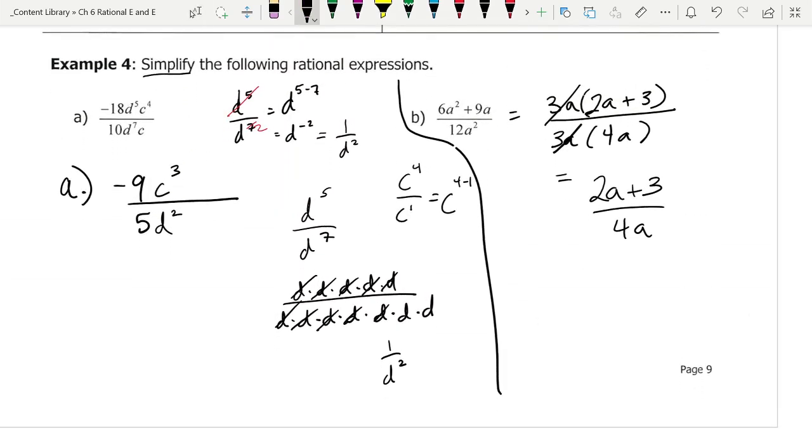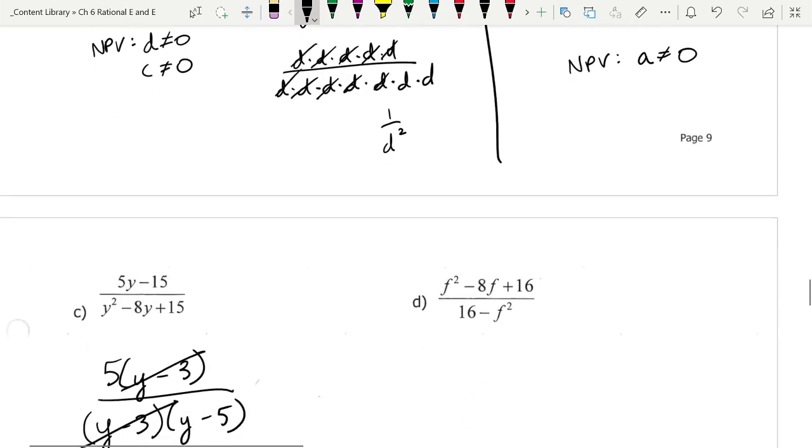Simplified. So this thing simplifies to that as long as I avoid what numbers? Well, D can't be 0 and C can't be 0 because there's no add or subtract, so it's just 0. Here, same thing. This expression simplifies to that expression as long as I avoid A being 0. All right, let's move on to D.